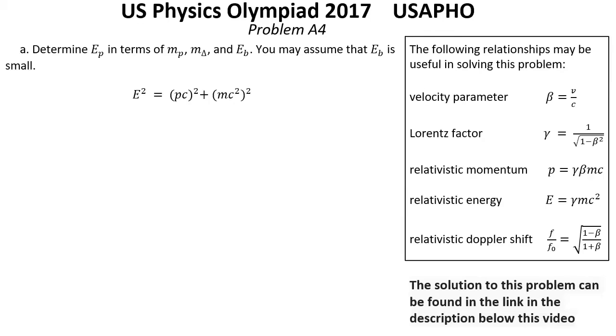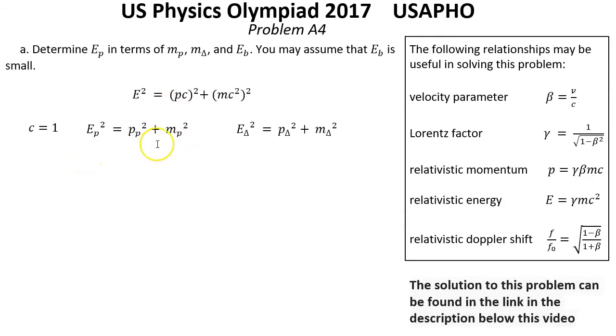Solution for question A. Here we can use the invariant E squared equals (pc) squared plus (mc squared) squared. In such problems, it is better to use a dimensionless speed of light, c equal to 1. In that case, velocity v we can replace by relative velocity beta, and we can rewrite this equation for the proton before the reaction and for the delta after the reaction.